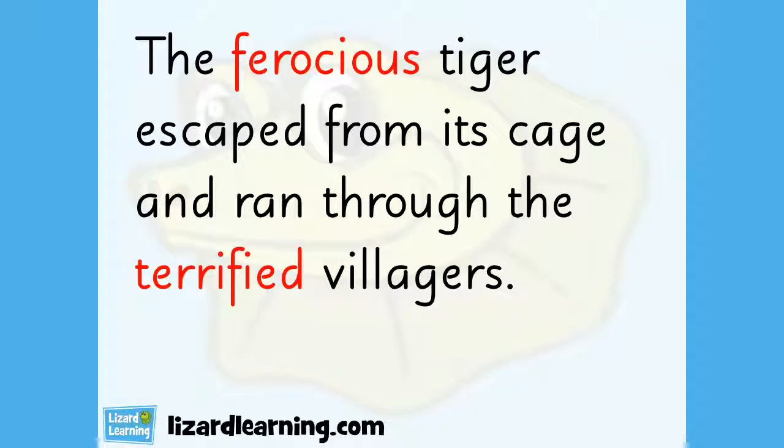I've added two adjectives to that sentence to make it more interesting. The ferocious tiger escaped from its cage and ran through the terrified village. By adding two adjectives to the sentence, I've made the sentence more interesting to the reader, and I've created images in my mind of how the tiger looked and how the people in the village appeared. The sentence has become more interesting by adding two interesting adjectives which are attached to the nouns in the sentence.